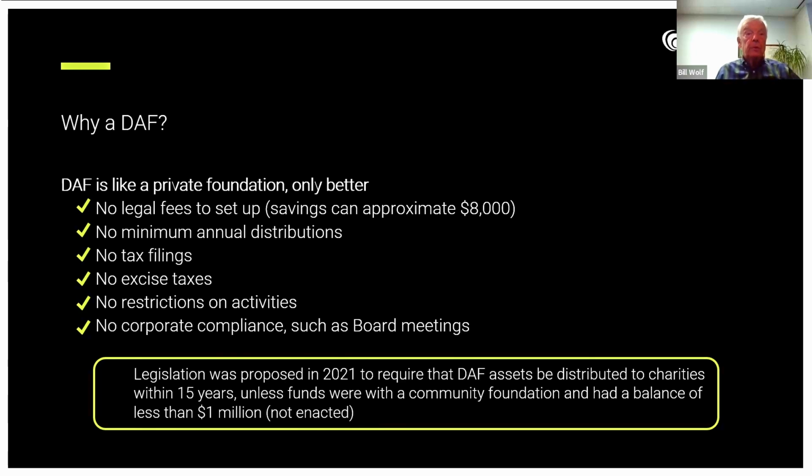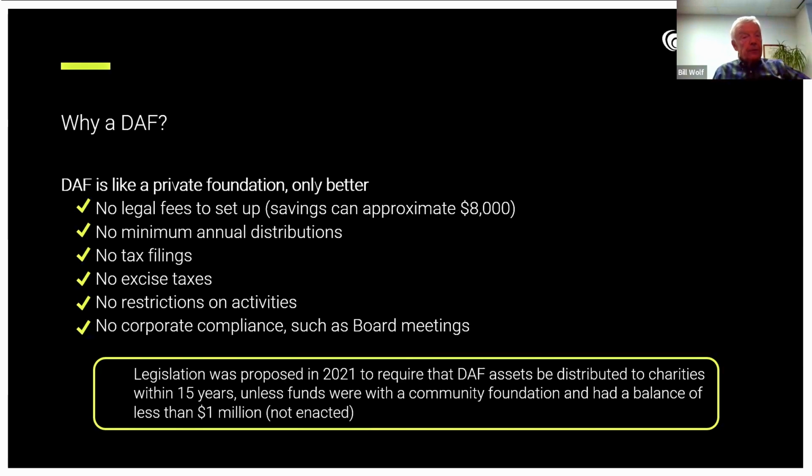No restrictions on activities. Private foundations, I guess back in 1969, I think it was, the federal government was afraid that people would do self-dealing and other things to get benefit out of a private foundation. And so there's a lot of restrictions that came down around 1969, I believe, on what a private foundation could do with the money. Certainly can't make a loan to the donor, and all sorts of other restrictions on activities.